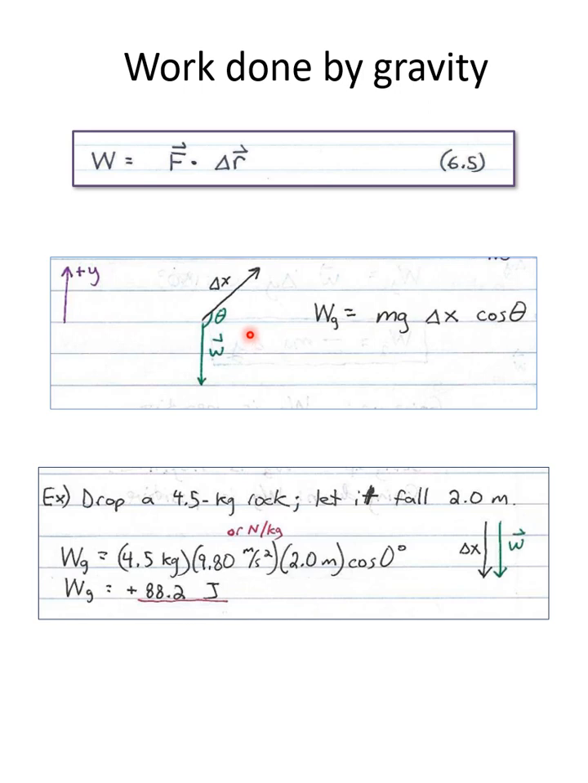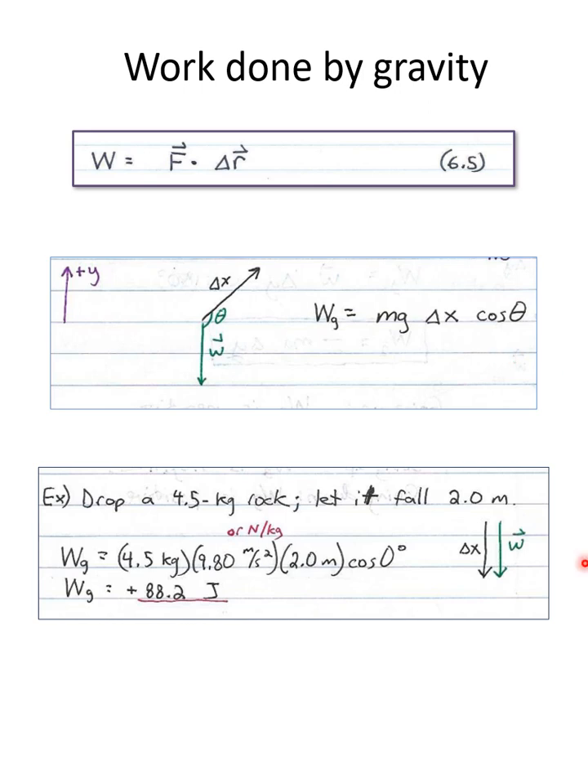And there is some angle between displacement and the force, which is the weight. And here I've made up be the positive y direction. And so capital W, the work done by gravity, is the scalar product, so it's the force of gravity, which is the weight, mass times g, times the displacement times the cosine of the angle between those.